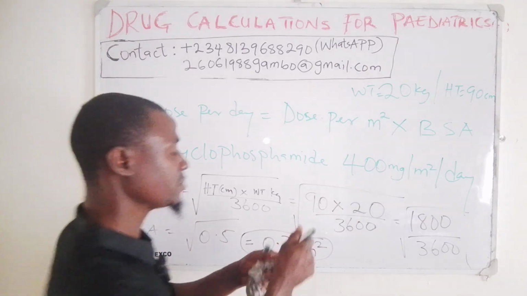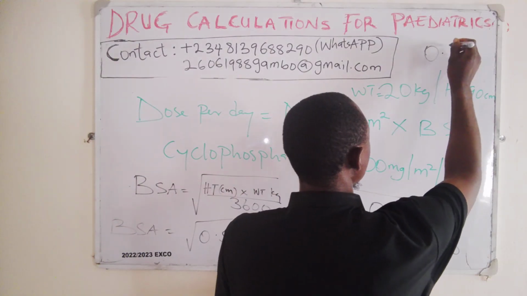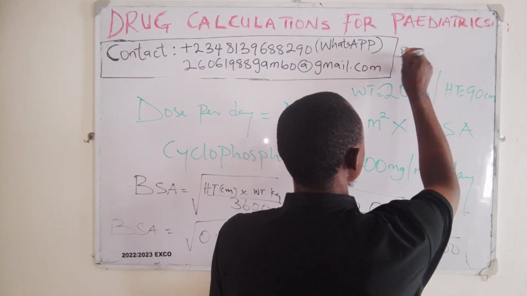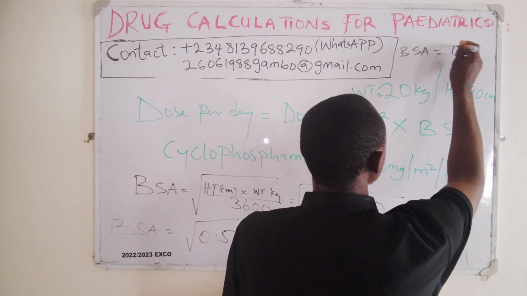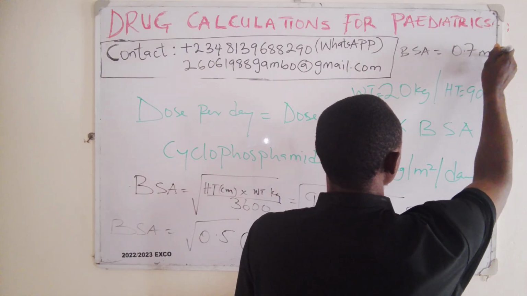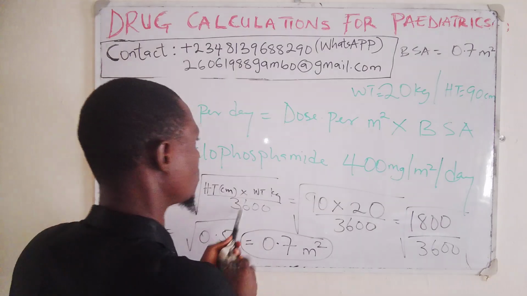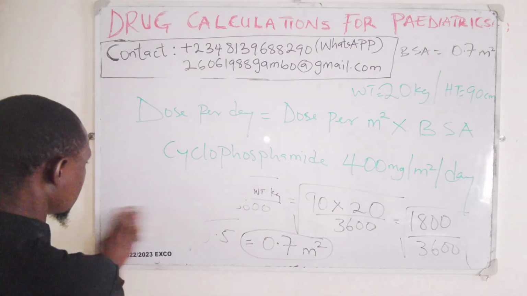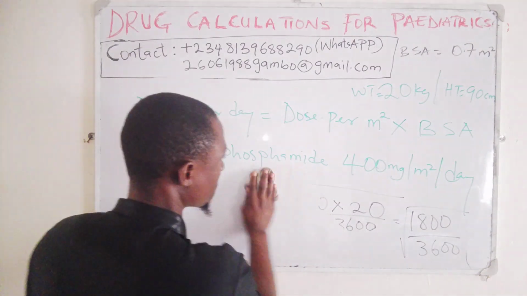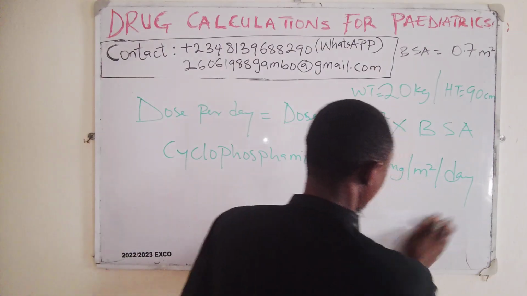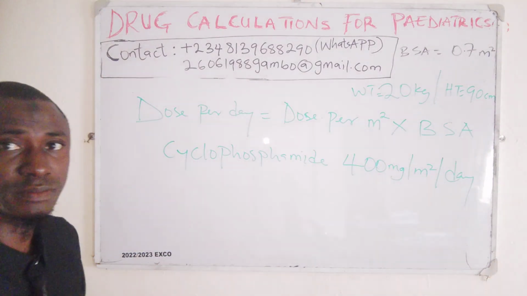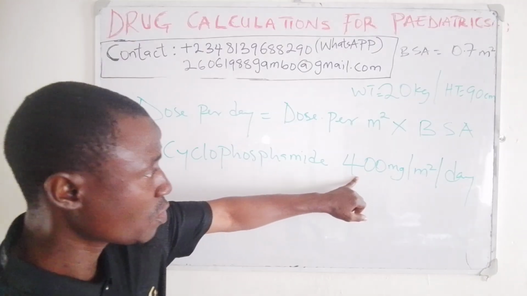So that means our body surface area is now 0.7. Let's put that here: our BSA is now 0.7 meters squared. So let's take off these ones. Now let's come back to the prescription, let's come back to the dose. The drug was dosed like that.